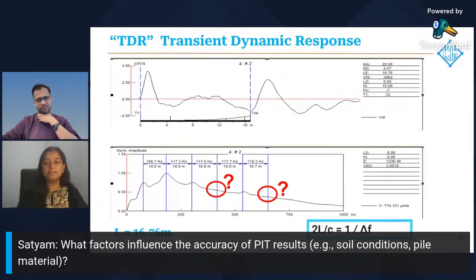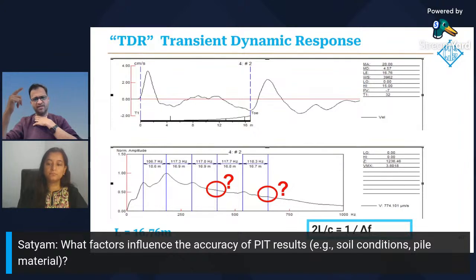What factors influence the accuracy of PIT results? Example: soil conditions, pile material. Yeah, all of it. If I talk about accuracy of PIT results, Satyam, the key things to take care of, as I mentioned, is number one, good quality pile top preparation. This is the most important factor. If you don't spend a lot of time and effort on proper pile top preparation, you are not going to get any usable data. So this is step number one.